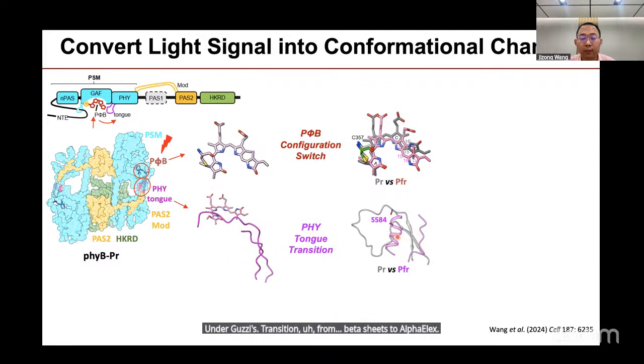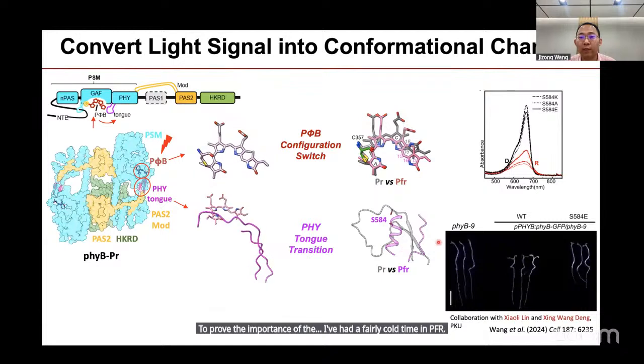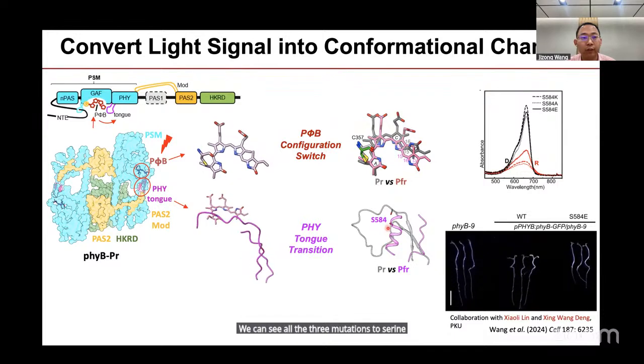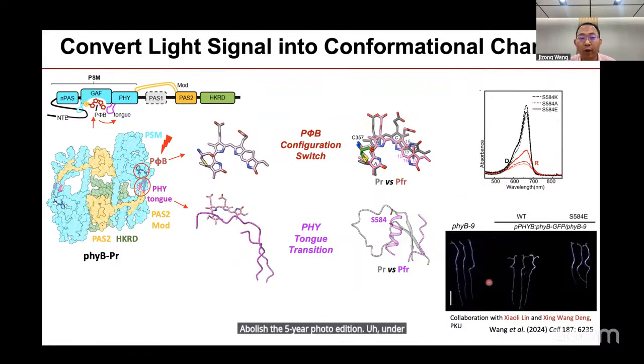To prove the importance of the alpha helical tongue in Pfr, we made mutations to serine 584, which abolished the phyB photoactivation and compromised the phyB function in Arabidopsis seedlings.